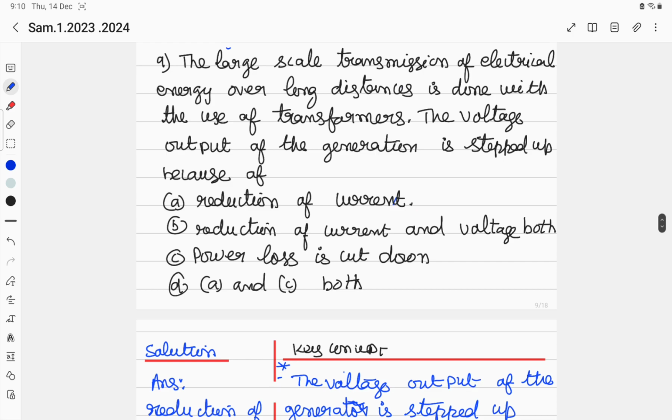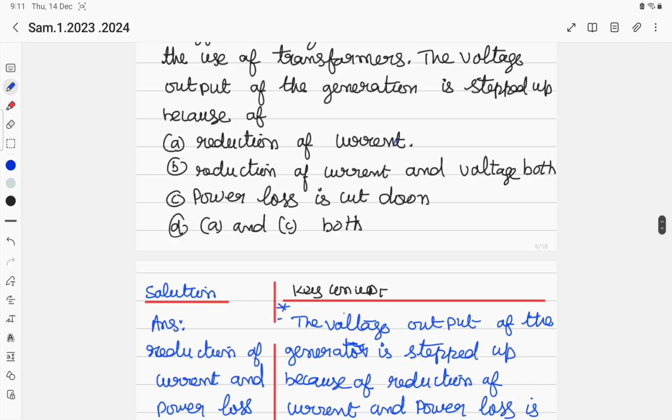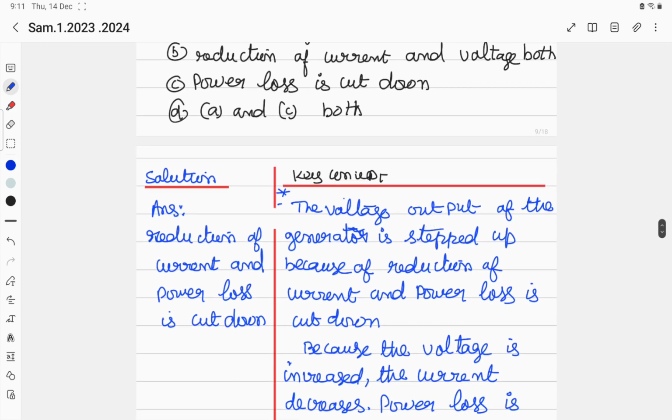9. The large-scale transmission of electrical energy over long distances is done with the use of transformers. The voltage output of the generator is stepped up because of A. reduction of current, B. reduction of current and voltage both, C. power loss is cut down, D. A and C both.